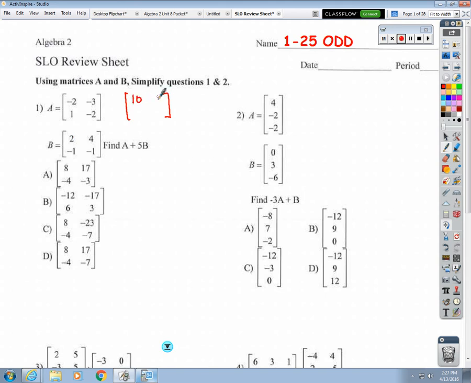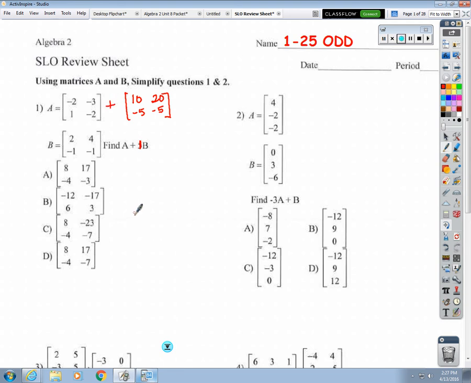Right? What will this become? Right? And then these two will both be -5. Now that we've taken care of multiplying matrix B by 5, we're ready to just add the two together.